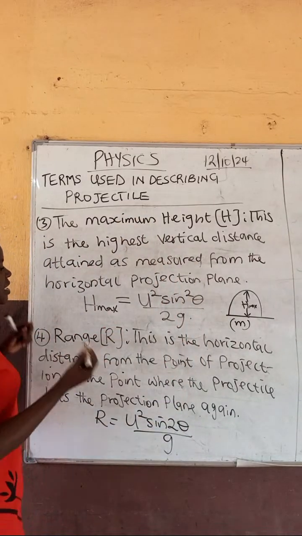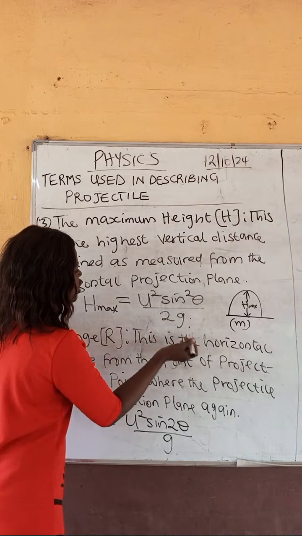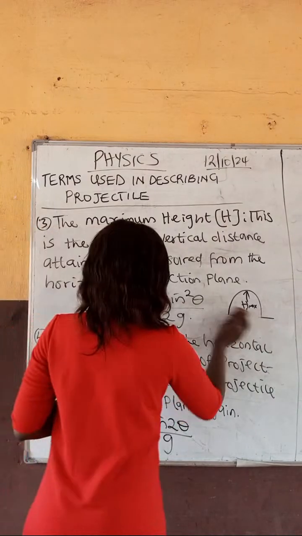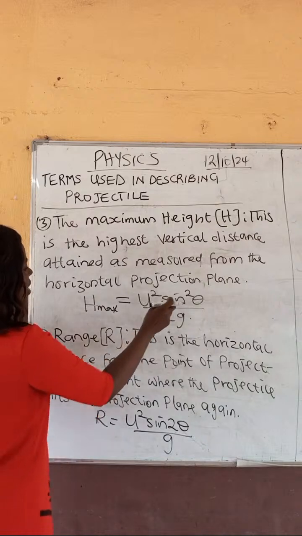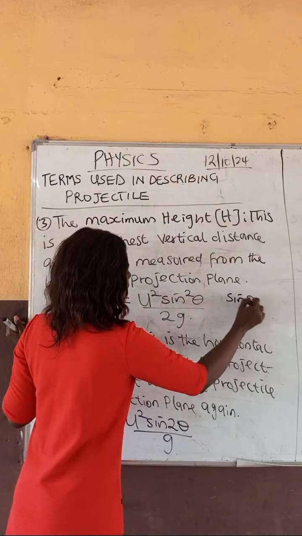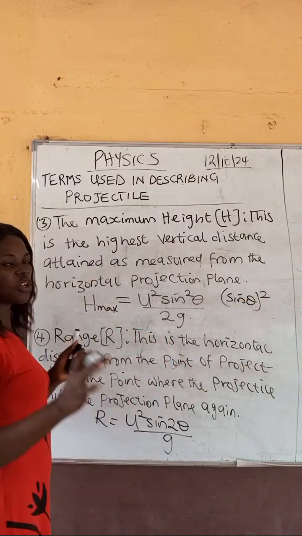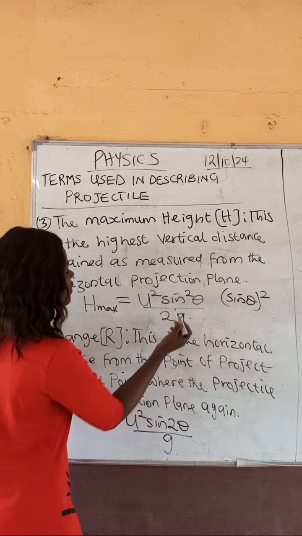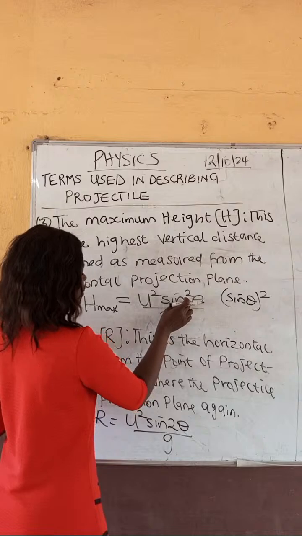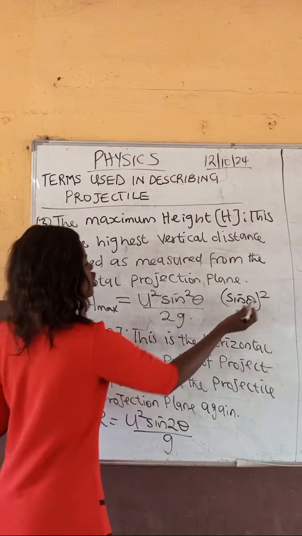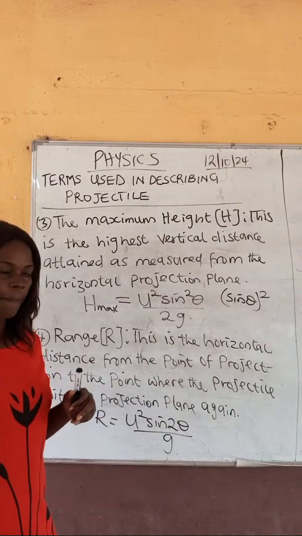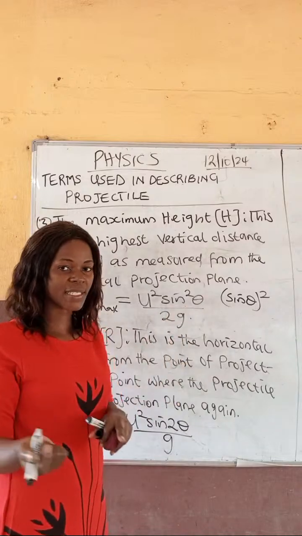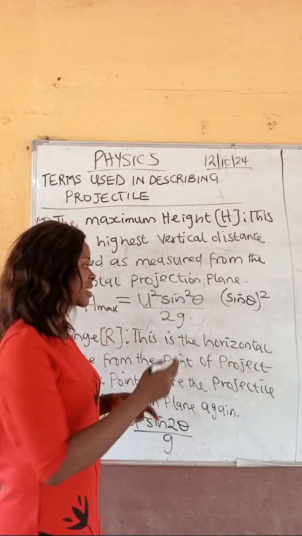The magnitude of this is u square sine square theta over 2g, right? Now, this sine square theta is the same thing as saying sine theta all squared. So don't get it confused. After getting your theta, you put it here and get the sine. Whatever you have, you're going to square it to get your sine square theta. Because this is an angle, this is how scientists agreed we should represent squaring an angle.